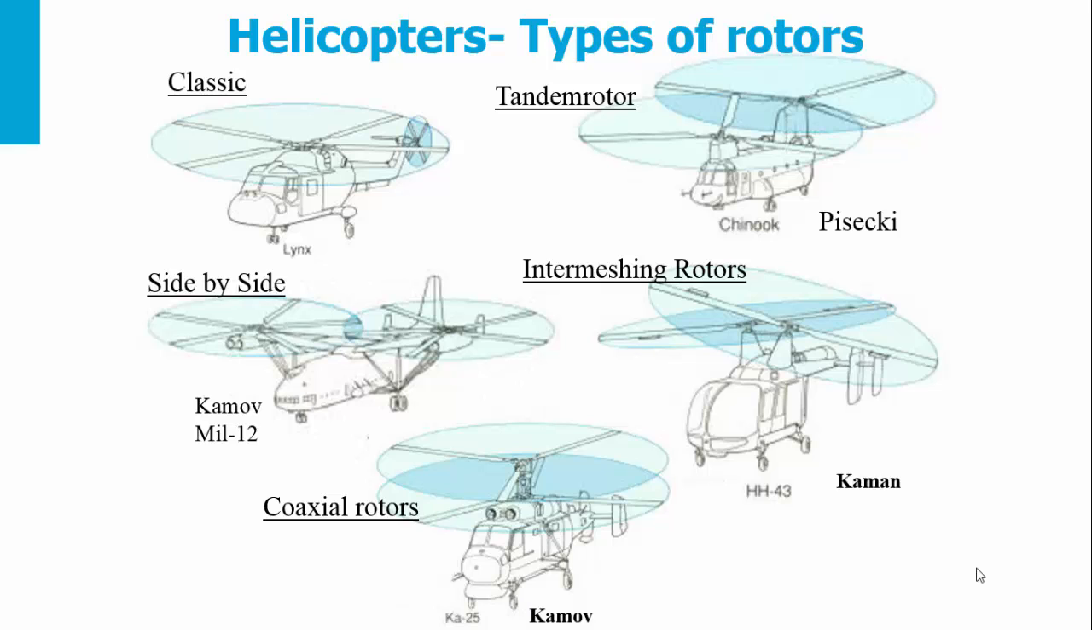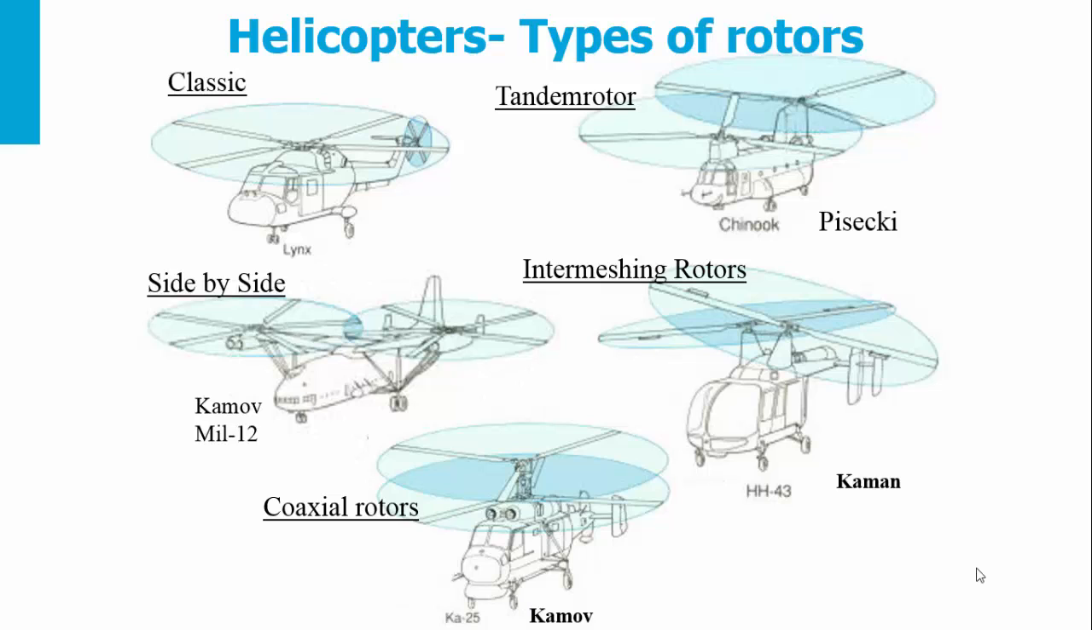The main types of helicopters are classified according to their number of rotors. In a classic helicopter, we have a main rotor and a tail rotor to provide the counter-rotating torque. In a tandem helicopter, two rotors placed forward and backward on the helicopter are counter-rotating. In the side-by-side configuration, the two rotors are placed on both sides of the helicopter and are counter-rotating.